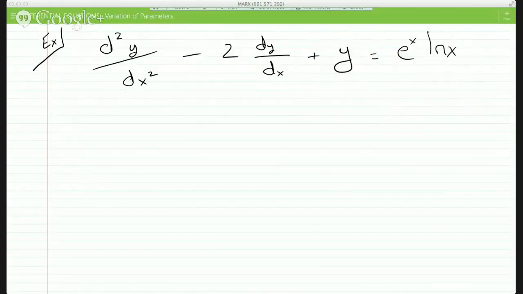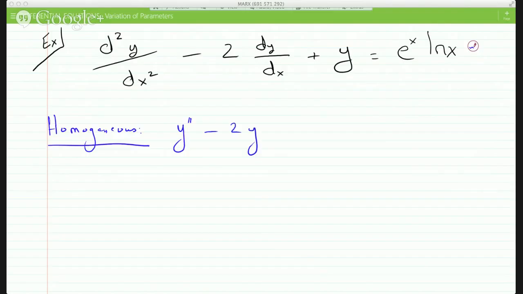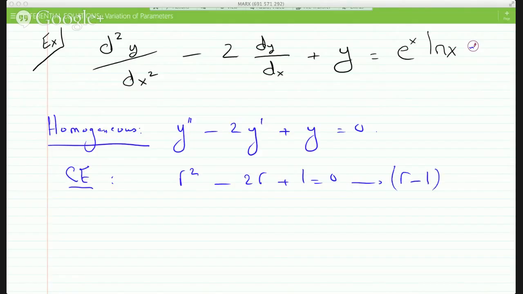Right. So for variation of parameters, you first solve the homogeneous. The homogeneous, you set the right-hand side equal to 0. So you get y double prime, because d squared y over dx squared is y double prime, minus 2y prime plus y equals 0. Characteristic equation right away. That's r squared minus 2r plus 1 equals 0. Factor this, you get r minus 1 times r minus 1 equals 0, right? So you get r equals 1 repeating.